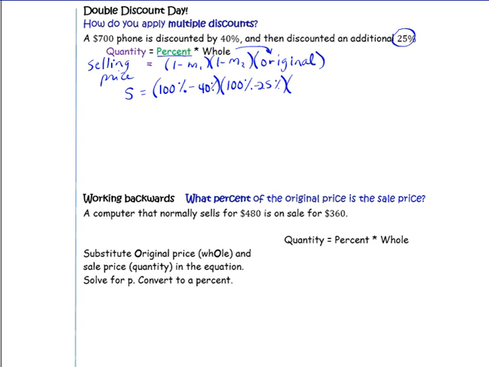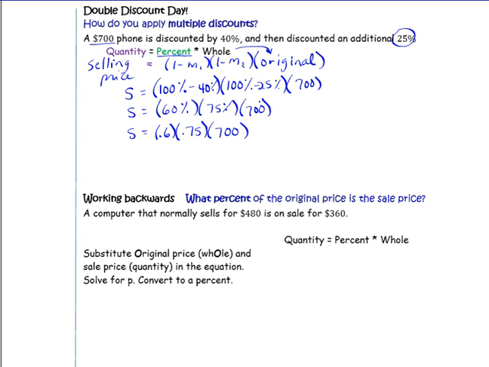Multiplied by the original cost, which was $700. So our selling price is 60% times 75% times 700. Our decimal for 60% is 0.6. Our decimal for 75% is 0.75. And the original cost of the phone is $700.